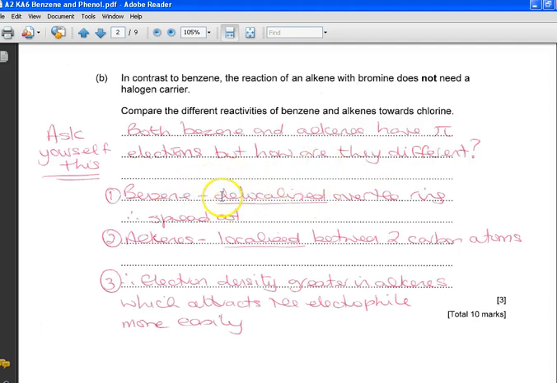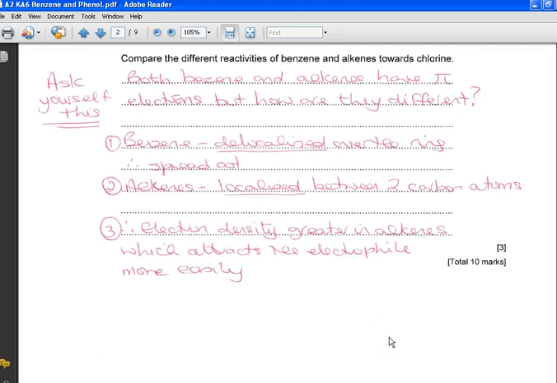So they've both got pi electrons. Benzene's electrons are delocalized over the ring, so they're very spread out, so the electron density is less. In the alkenes, it's localized between the two carbon atoms. So the electron density is greater in alkenes, hence can attract an electrophile more easily and can also create an electrophile from a neutral molecule like Cl2, which benzene can't.